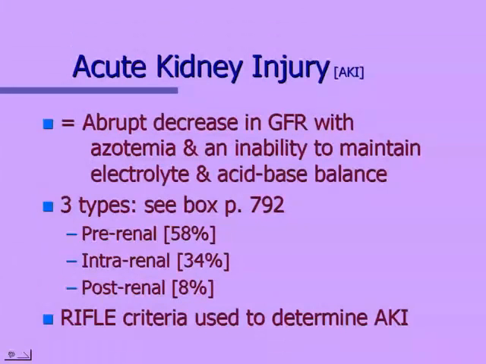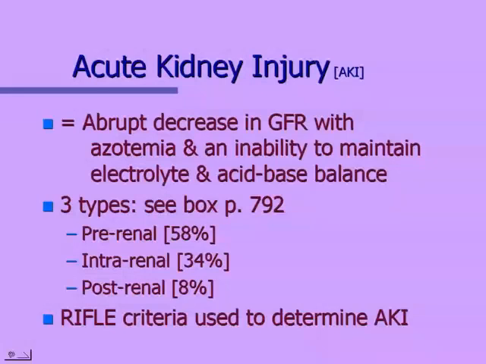It means you have an abrupt decrease in your glomerular filtration rate with azotemia and an inability to maintain electrolyte and acid-base balance. There are 3 types, and they're listed in the box on page 792. Pre-renal renal failure takes up 58% of all acute renal failures, and some of the causes are dehydration, hypotension, decreased cardiac output, anesthesia, emboli, or sepsis.